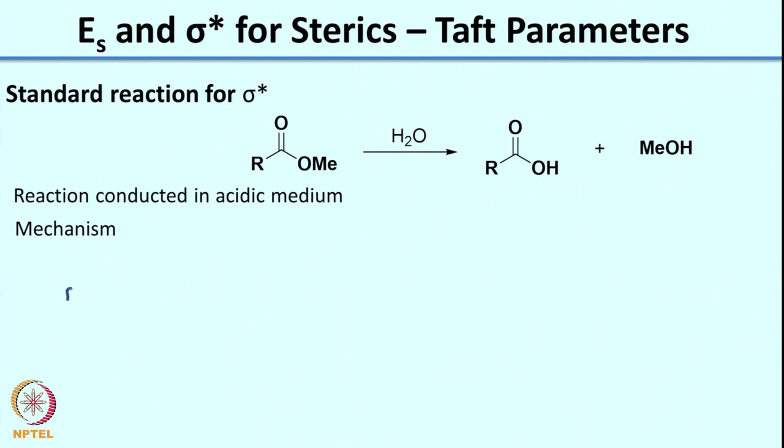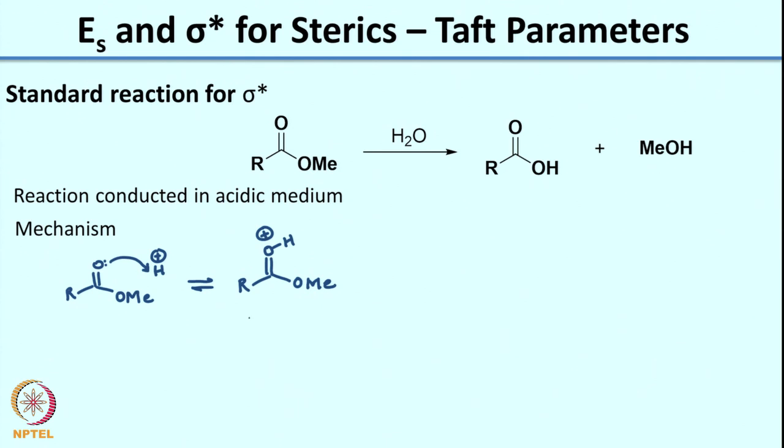So now the reaction medium is acidic. So I will start with first my ester. So in an acidic medium, the first step would be protonation of the C double bond O. So what this protonation does is it increases the electrophilicity at the carbon.